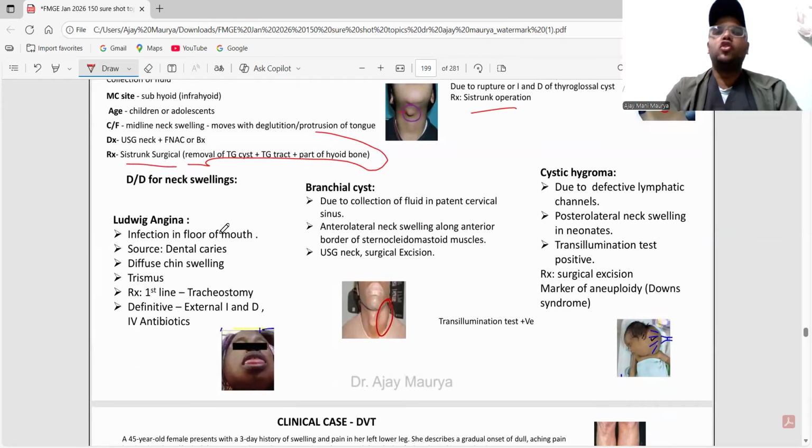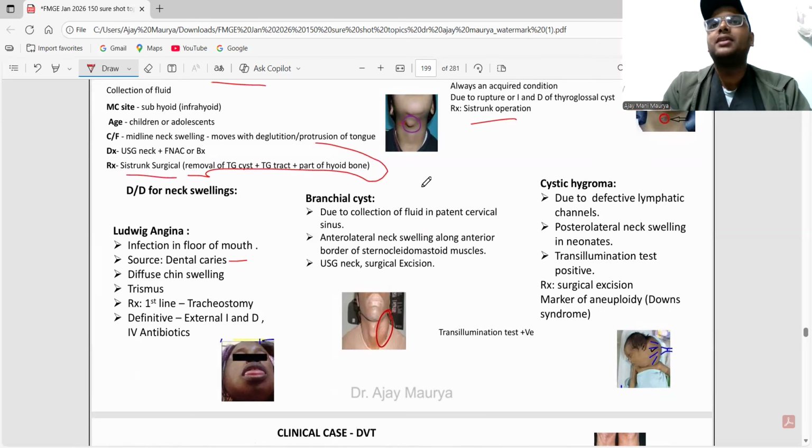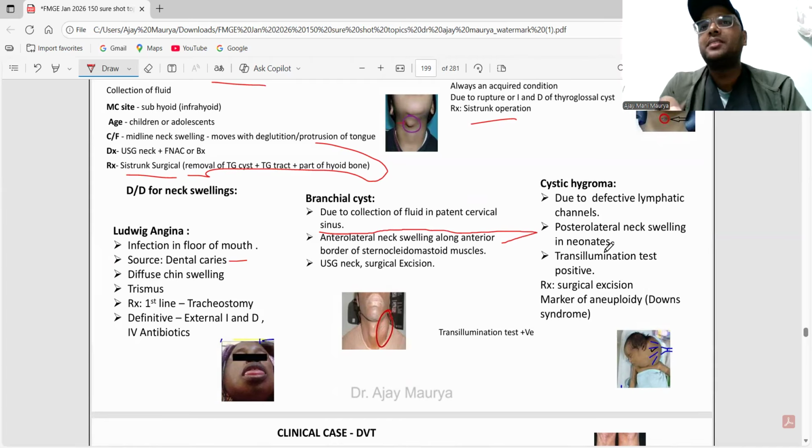Next, coming to Ludwig angina. Ludwig angina is always associated with, you have to always see in the question whether they are talking about a history of dental caries or not. Then it is going to be Ludwig angina. Coming to the branchial cyst and the cystic hygroma. Branchial cyst is an anterolateral neck swelling along the anterior border of the sternocleidomastoid. But here, this is the posterior lateral neck swelling in the neonates, where the transillumination test will be positive. This is how you have to remember.